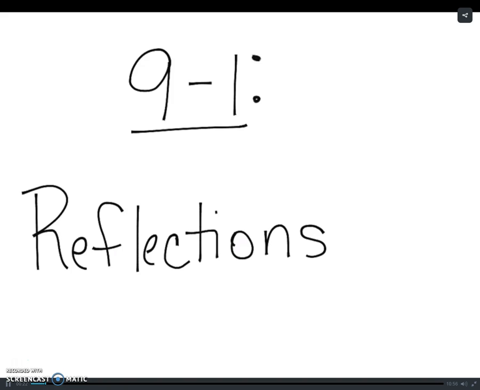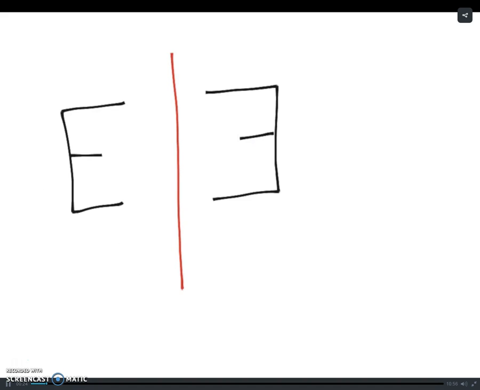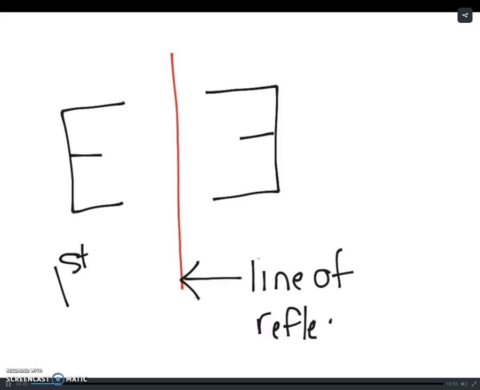And a line of reflection is going to be, in this case, the red line, the line that the object was reflected across. So in this case, the picture on the left would be my first image, and it has been reflected across this red line, which is our line of reflection, and it creates the second image.